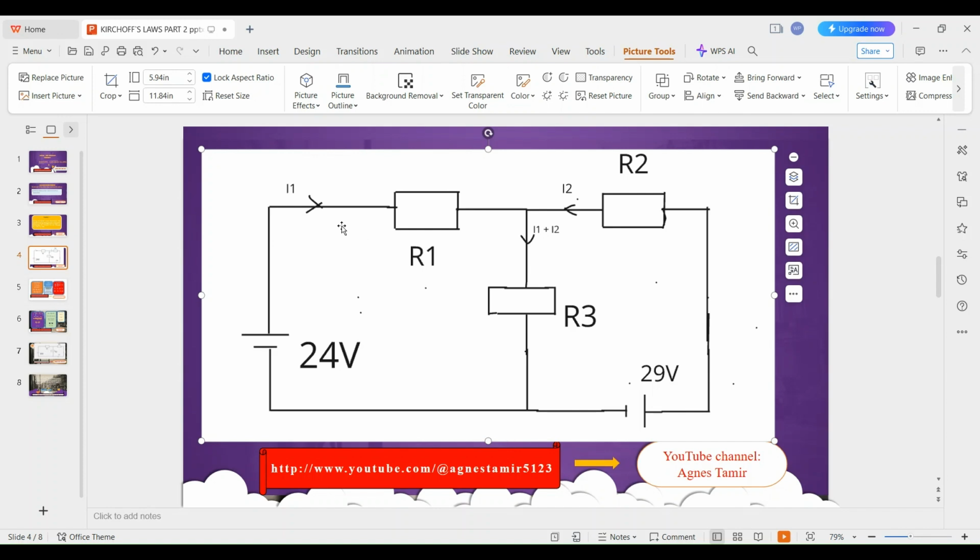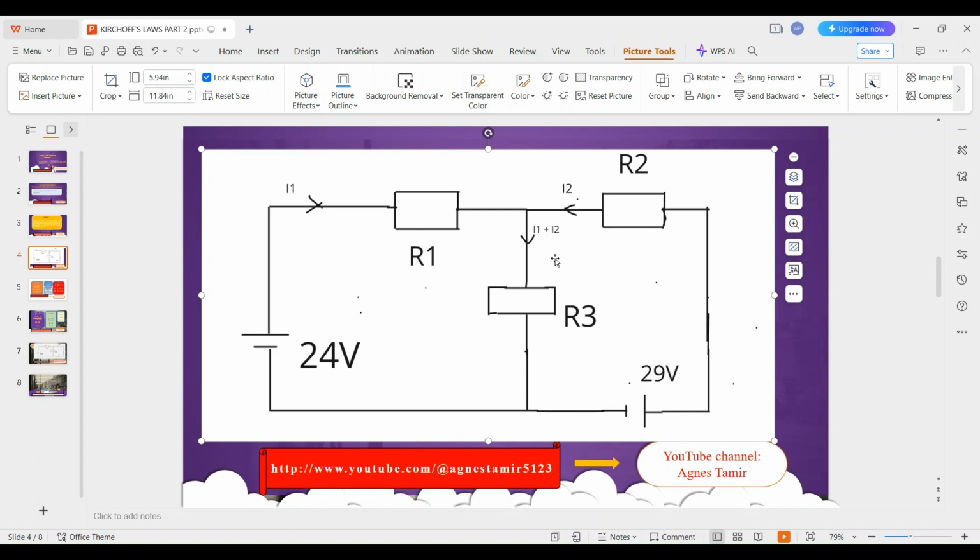If you look at this diagram here, we can see that I1 is flowing to the junction, and I2 is also flowing to the junction. Therefore, the current that is flowing out of the junction will be given by I1 plus I2. And this is the current that is going through our resistance R3.